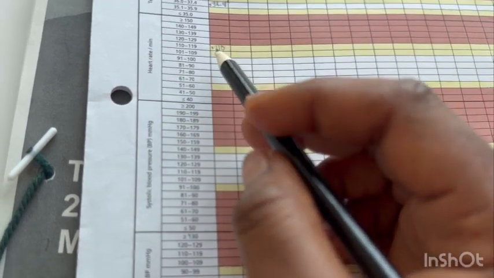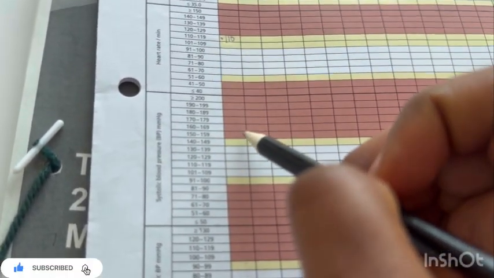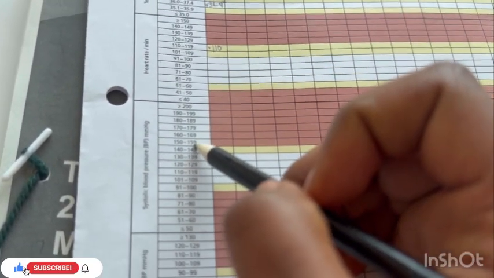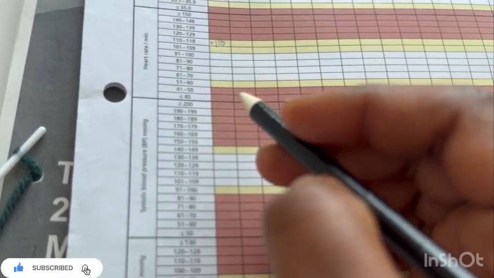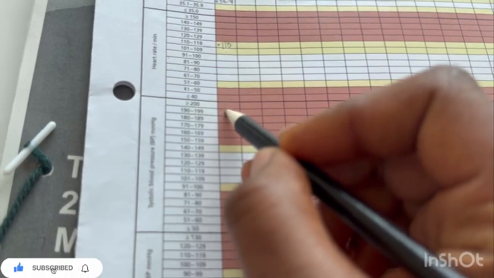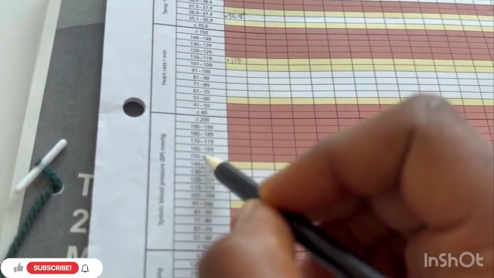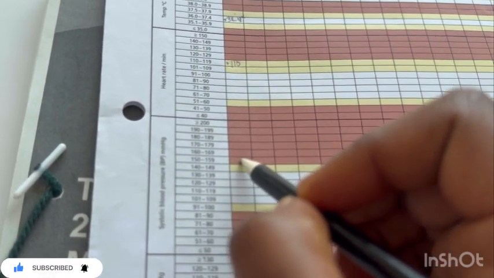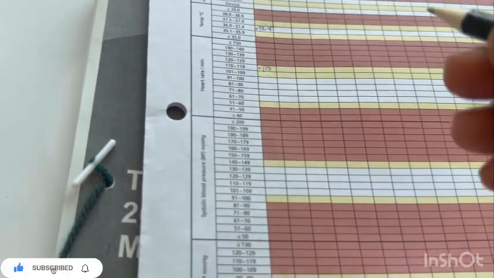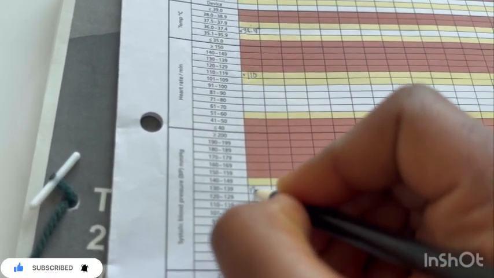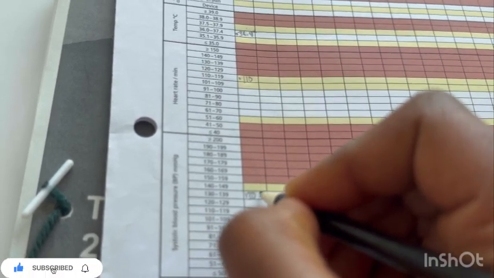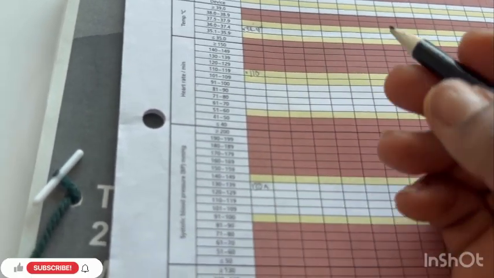So make sure, just as I've said with the heart rate, that from 150 to 159 up to above 200 is all red. Do not plot 150 beats per minute in any other box apart from where that 150 range is. I hope you understand. If the patient's systolic blood pressure was 130, you can pop it on there and then you put your arrow, okay?